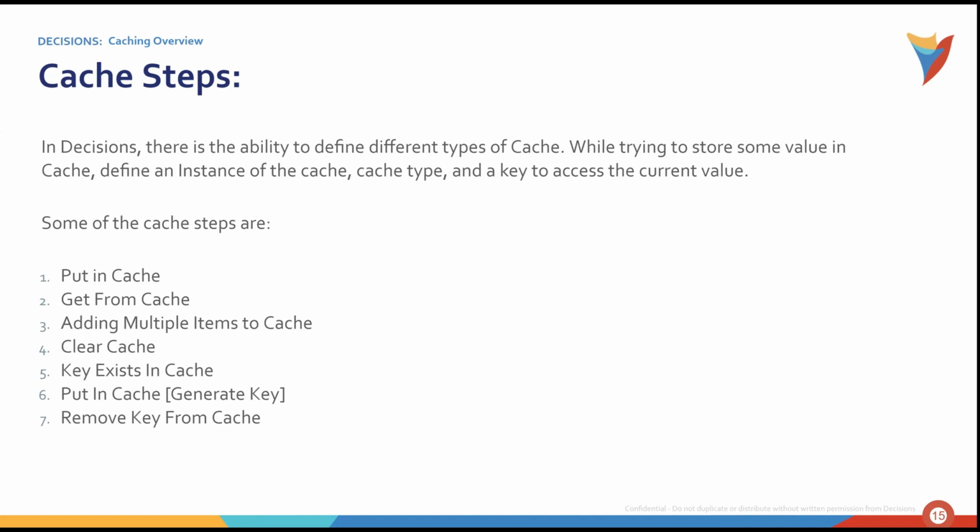Another step that we have is called key exists in cache. It basically checks if the instance of the cache contains a key or not. Next, we have put in cache, but this is for generate key type. Basically, it allows a user to put a value in the cache and generate a key to access the particular value.